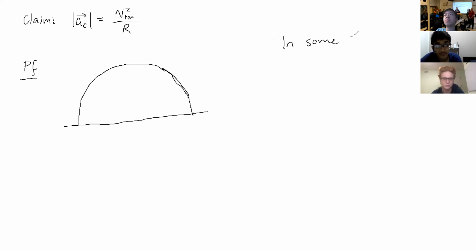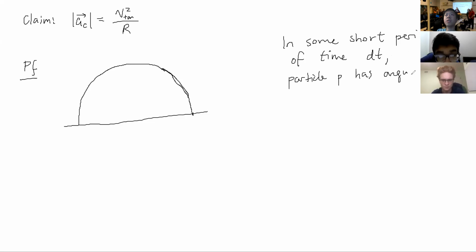So let's say that in some very short period of time dt, where dt is very small, the particle P is going to have an angular displacement d theta, where d theta is again just a very, very small value of theta.